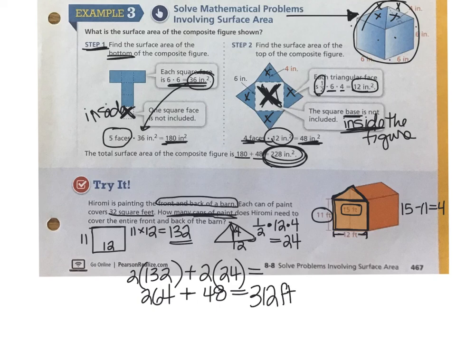312 square feet. Now, that doesn't exactly answer the question, because the question says, how many cans of paint does he need to cover the front and back of the barn? Well, in this case, we need to take our answer, 312, and divide by the number of square feet that a can of paint will cover, which is 32 square feet. And when you divide that, you get 9 3/4 cans.